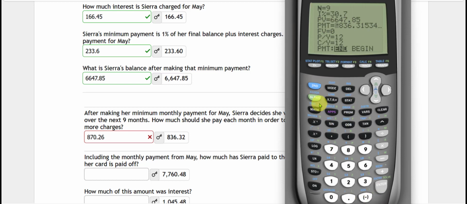So if I click alpha and then solve, I'll get this number, right? Let's just clear that. Then let's do it again. Alpha, solve. And that means each month we have to pay $836.32 over the next 9 months here to pay off this car.